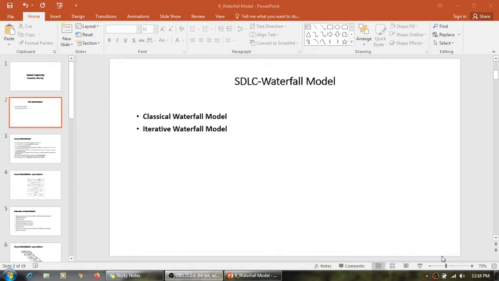Good morning, students. So today we will be starting with the models, and the very first model is your waterfall model. It is an SDLC based model, where a phase development approach is used, and we have two types of waterfall model. The very first one, or the basic model, is known as classical waterfall model, and the second one is known as iterative waterfall model.